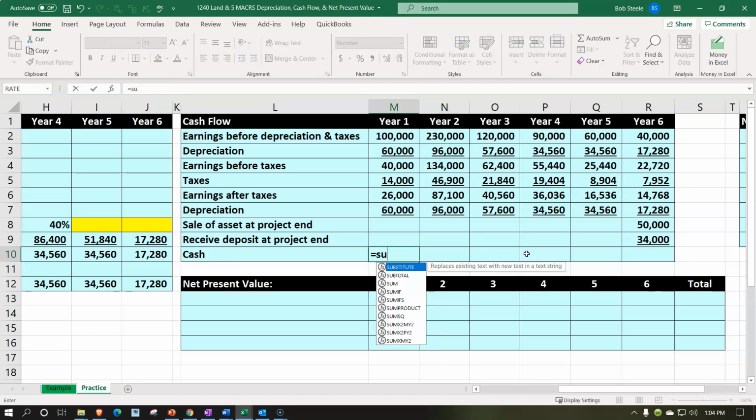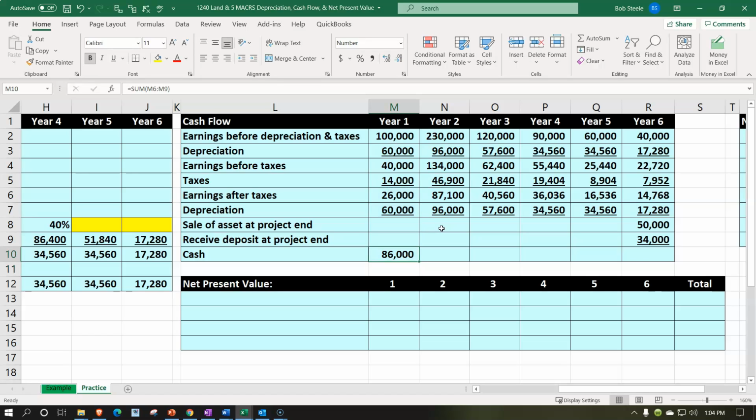It's going to be equals the sum of these three, picking up the earnings after taxes, and then the depreciation, and then anything that's going to happen down here. Notice that nothing's happening down here, but I'm still summing up the entire column so I can standardize it across. So then I'm going to autofill it across. And so now I can have a uniform calculation all the way across.